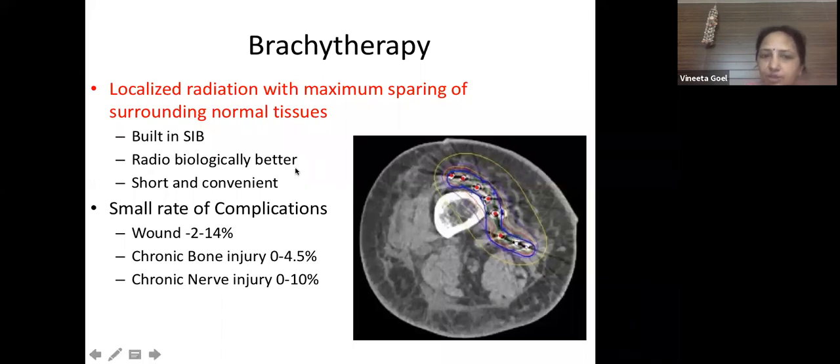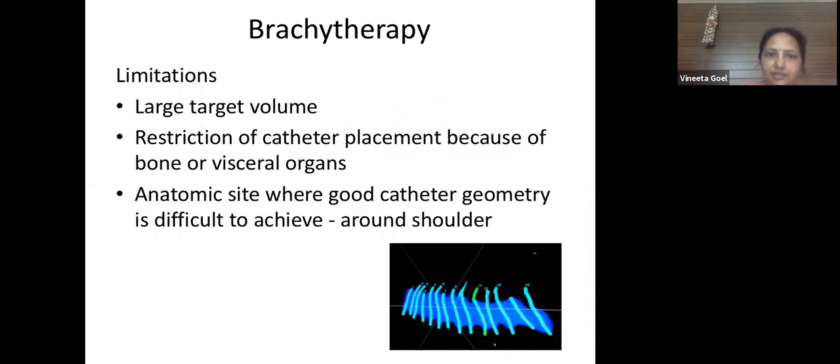Brachytherapy is definitely radiobiologically better. It is a shorter and convenient treatment and is associated with a much lower rate of complications. For example, the wound complication rate is 2 to 14%. If we talk about chronic bone injury, which means fracture, I'll be coming to it later also, it is 0 to 4%. If we talk of chronic nerve injury, then it is about 0 to 10%. So the complication rate is far lesser.